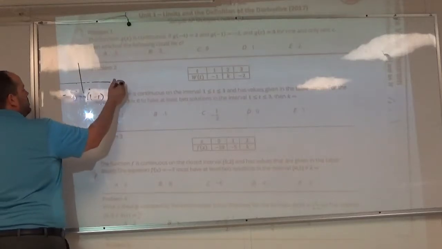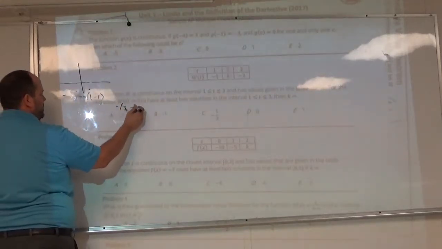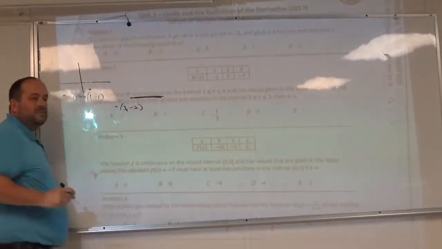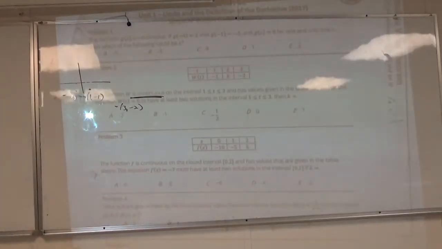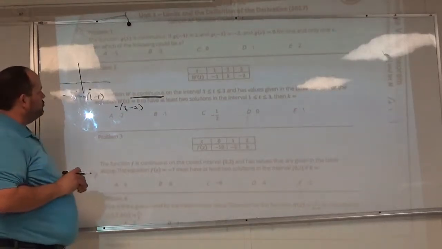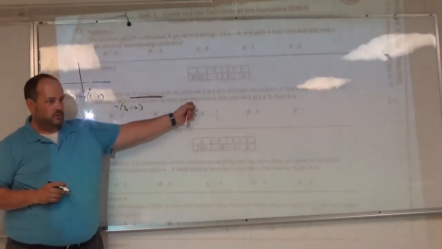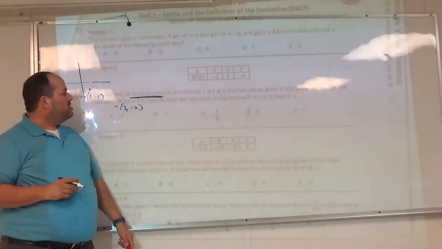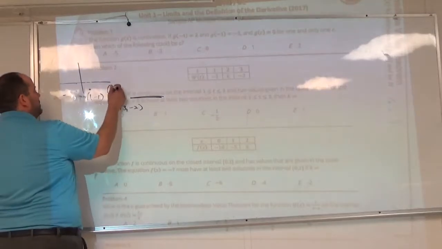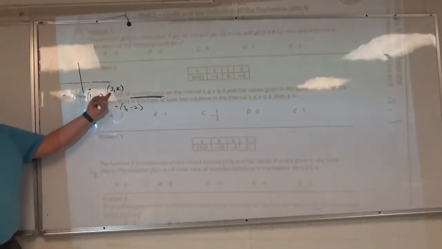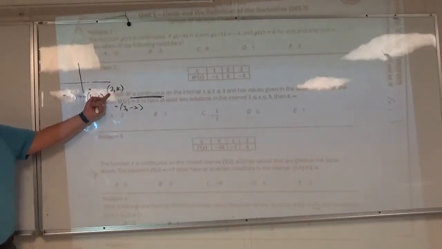Ay, Dios mío. We've got the point (1, -1), the point (3, -2), and a continuous function. The question is, what do we know about k? What has to be true so that w of t equals 0 has 2 solutions? Where do you put this point (2, k) so that you have to have 2 solutions?